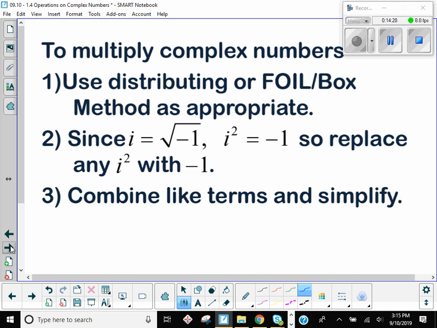Look at this problem over here on the board. This is a multiplication problem of 2 complex numbers. It looks just like a what kind of problem? It looks like a FOIL problem, right? Yes? We're all agreed? I mean, I hope we're agreed.